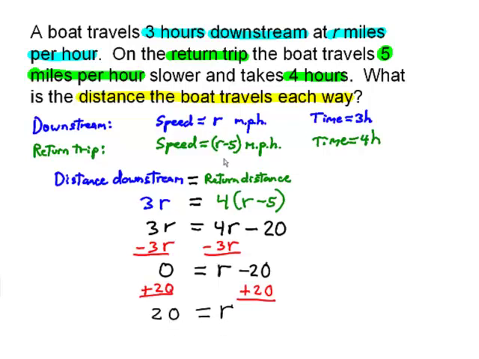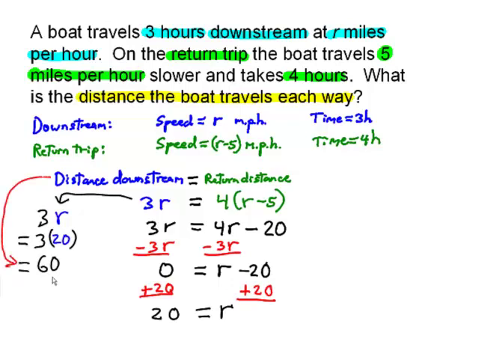Recall that r was the original rate, so to find the distance, remember both distances are equal, so we can find the distance downstream or the distance upstream, they're both the same, by taking 3 times r, or 3 times the value r equals 20. So let's do that. Take 3r, substitute 20 for r, 3 times 20 is 60. So 60 is the distance the boat travels downstream.